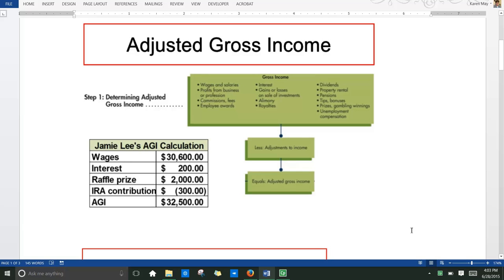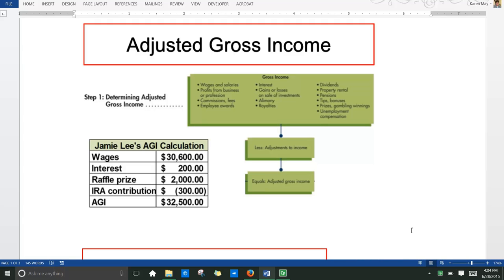One of the terms in this chapter that you need to become familiar with is adjusted gross income, commonly known as AGI. To determine adjusted gross income, you take your gross income, which in the green box on the screen could be any number of things. Primarily for most of us, it's wages and salaries, but it could be a lot of other things, as you can see on the screen reading through this list. You subtract your adjustments to income, and this equals your adjusted gross income.